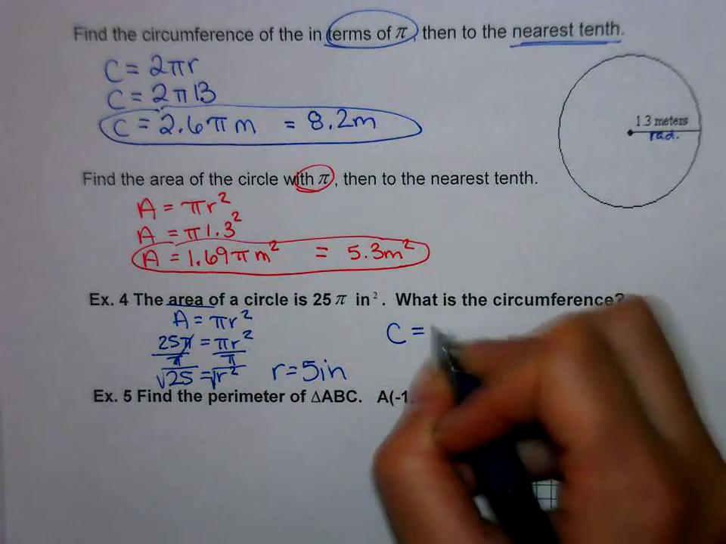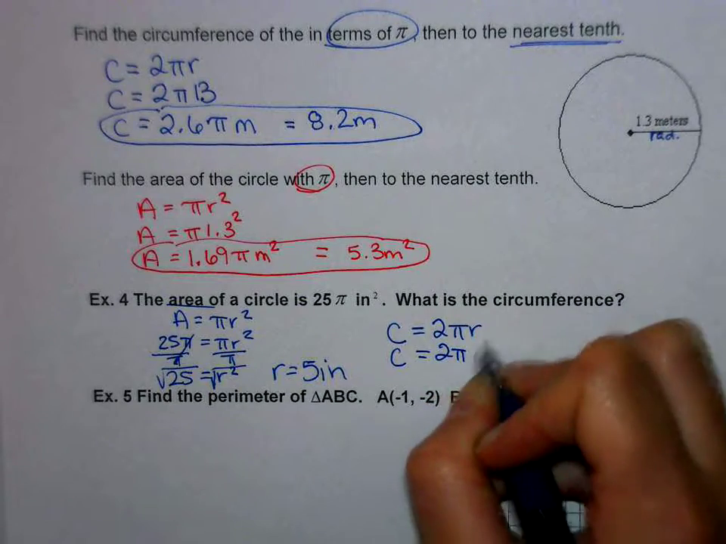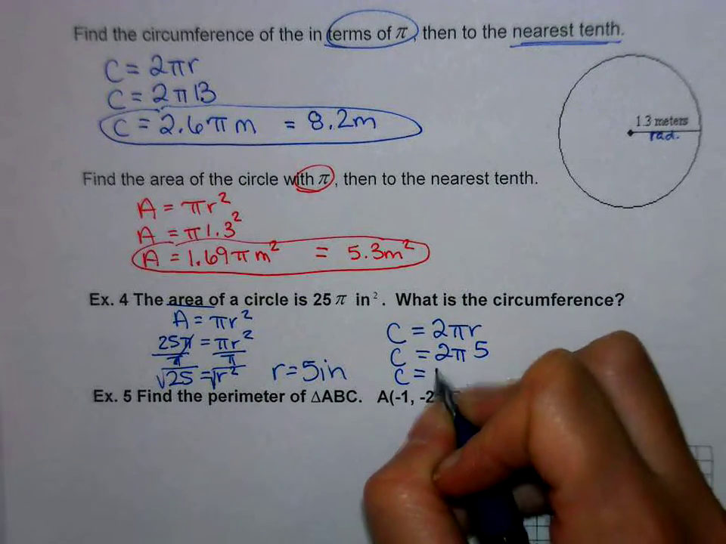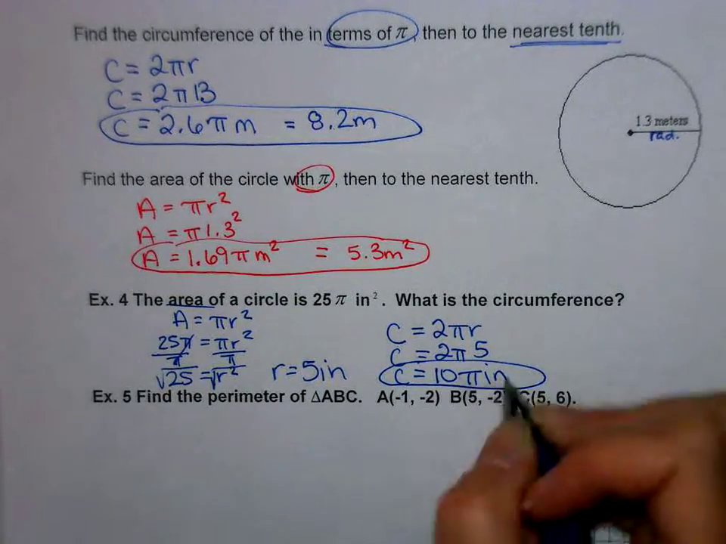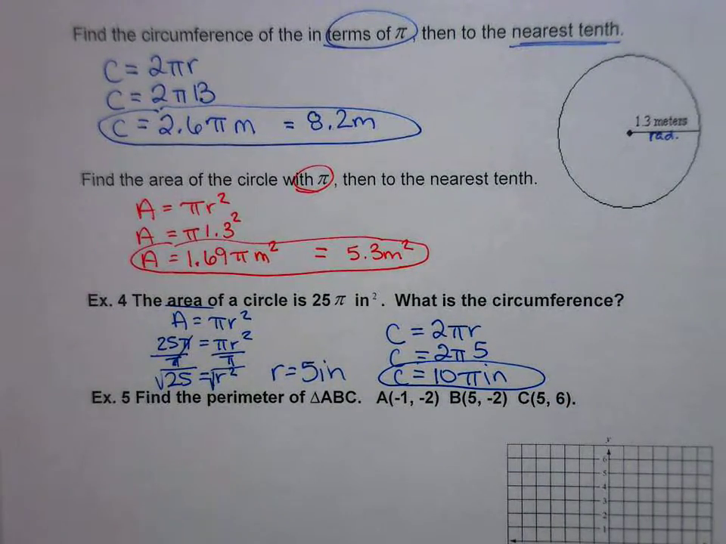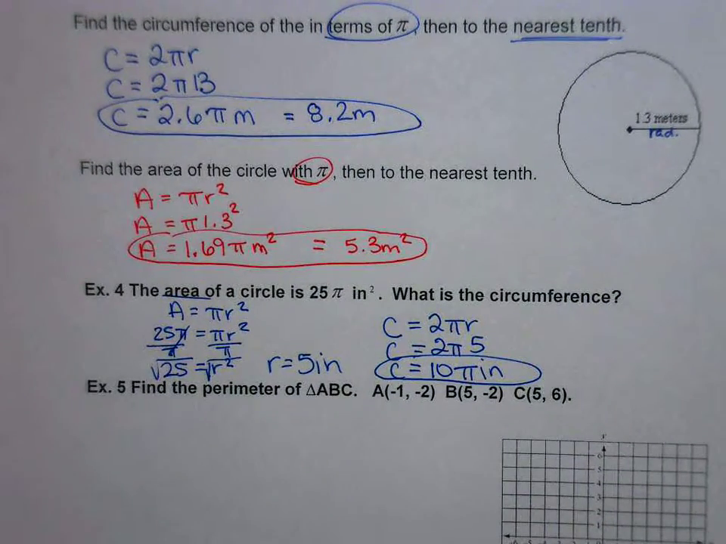So the circumference is 2 pi r. We know the radius is now 5. So it's 10 pi inches. Alright, right now we are going to be done with this set of notes.